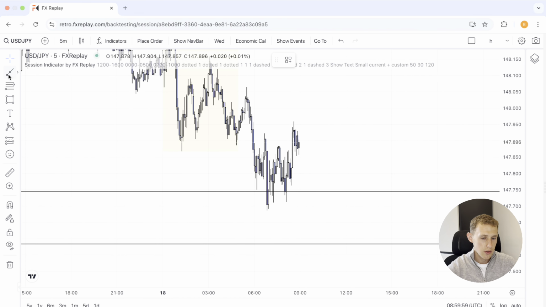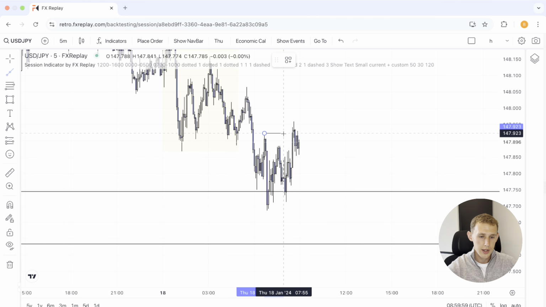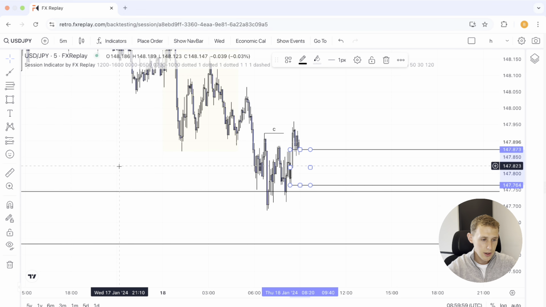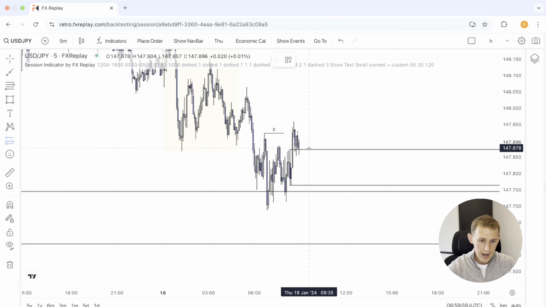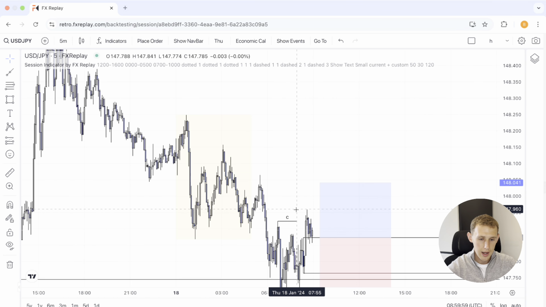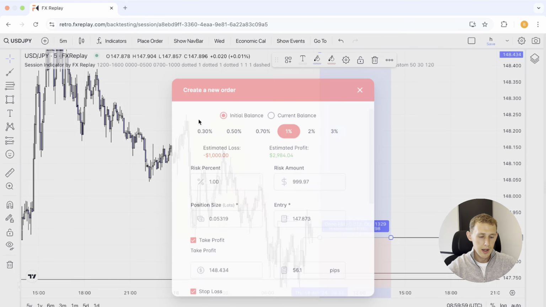Price did give a change of character as well, which is what we want to see. And it did leave as well this area of imbalanced demand. So if we can get an entry right here, that would be nice. Stops below the low and standard 1 to 3 target once again. Let's see if it can pull back for us.